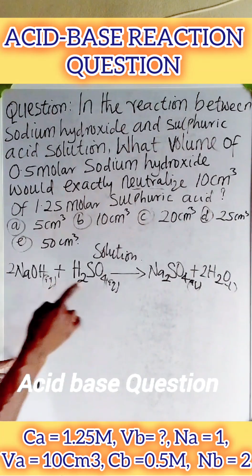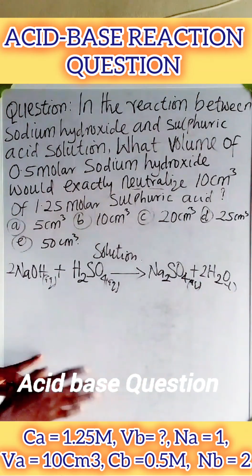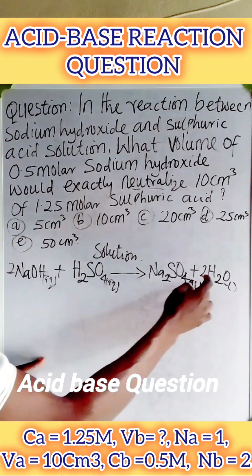Oxygen is 2 here plus 4 here, that is 6. Oxygen is 4 here plus 2 here, 6. That's balanced. Hydrogen is 2 here plus 2 here, that is 4. Hydrogen is 2 times 2, 4.